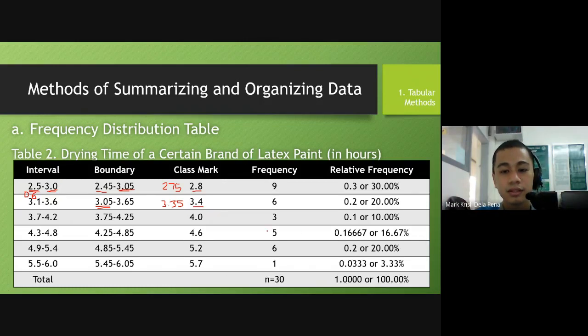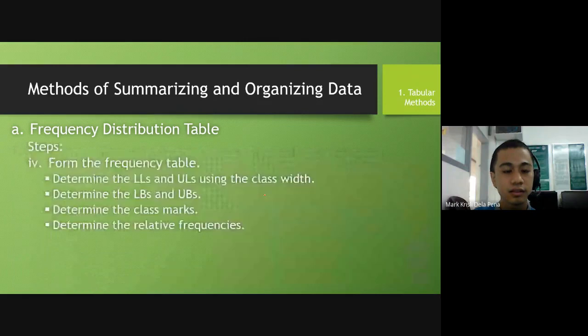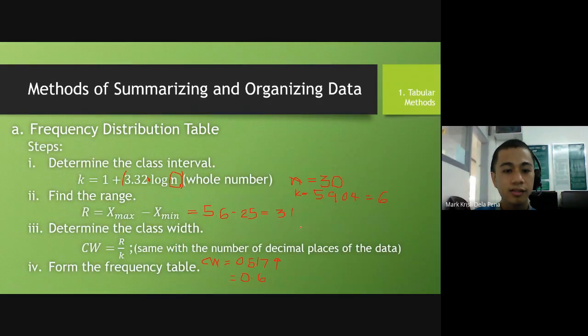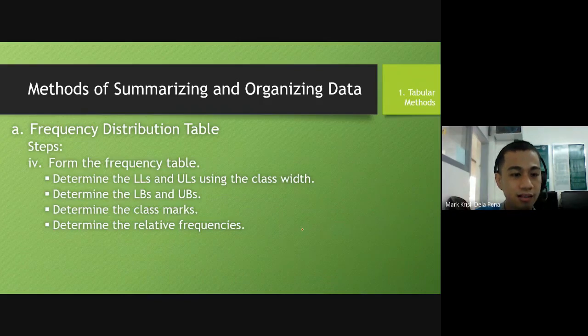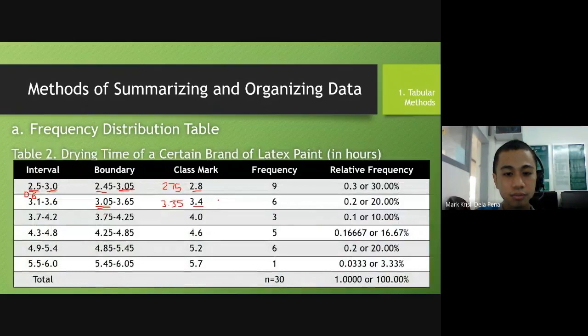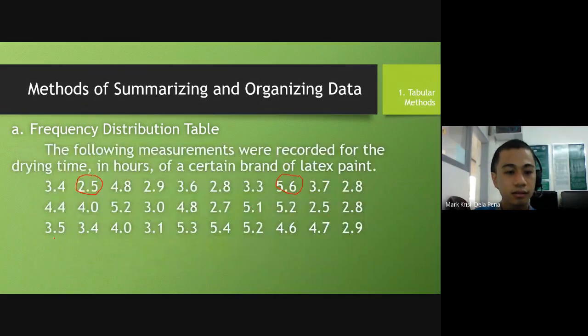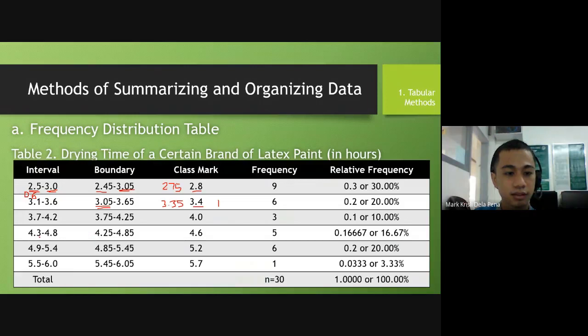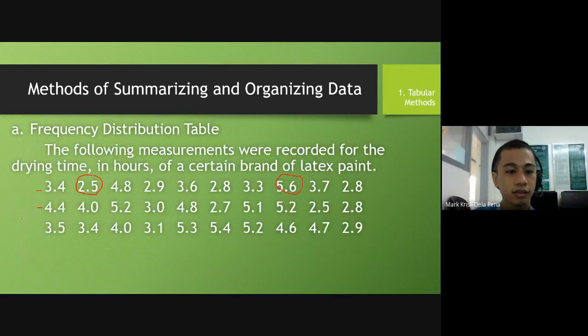Now, how do we get the frequencies? To get the frequencies, we have to count based on our data. For example, 3.4. Where can we find 3.4 in our class intervals? 3.4 is in the second class interval, so we put 1. We'll use tally. Then you have 4.4. So 4.4 is in the fourth class interval. The next, you have 3.5.